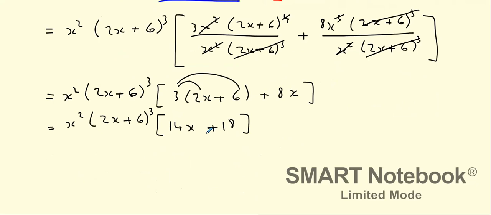Looking at that, we can see that one of the brackets, this square bracket specifically, has 2 common inside it. So it's not fully factorized. So I can take 2 out of that bracket, write it at the front, 2x squared (2x + 6) cubed, and I've got 7x plus 9. And this is now fully factorized.